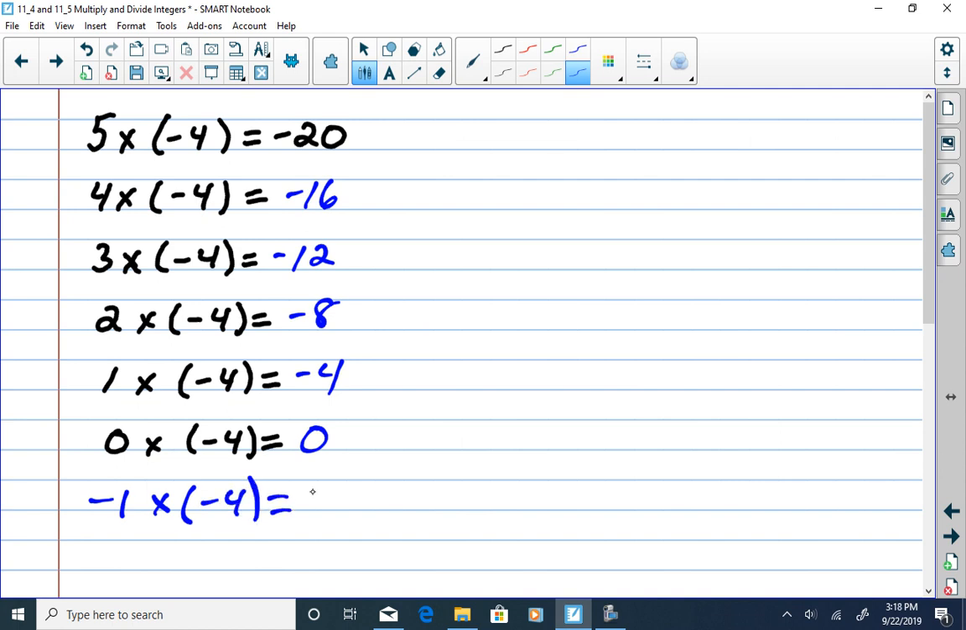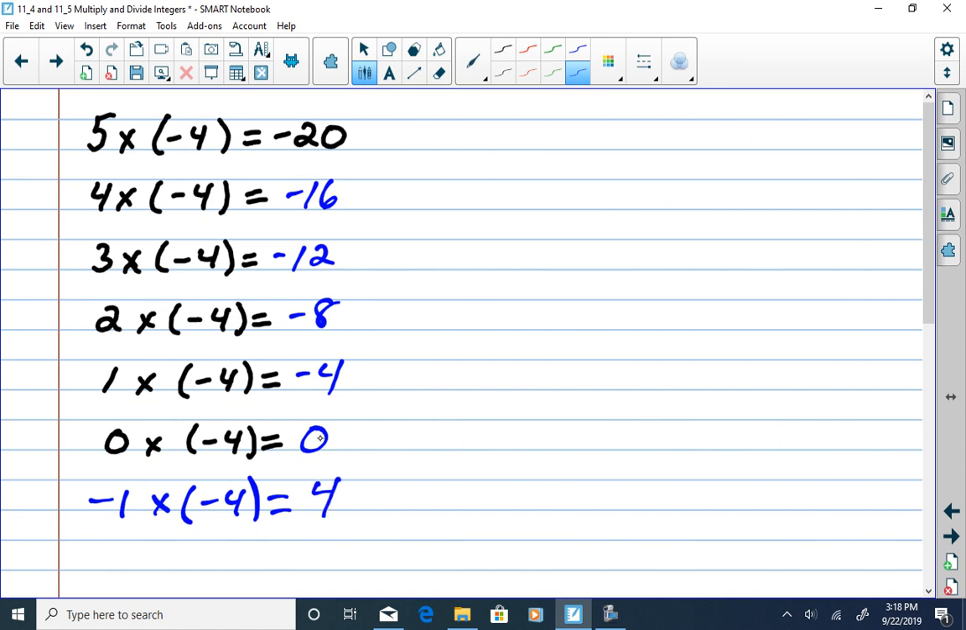But let's look at the pattern in our products. Our products are actually increasing. We're increasing by 4 each time. So we're actually moving right on the number line. So what would the next product be?